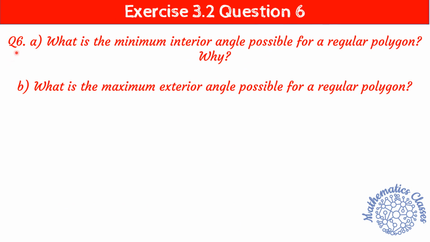Question number 6 has two parts. Part A: what is the minimum interior angle possible for a regular polygon? Why? And part B: what is the maximum exterior angle possible for a regular polygon?